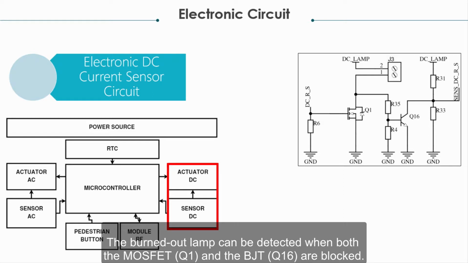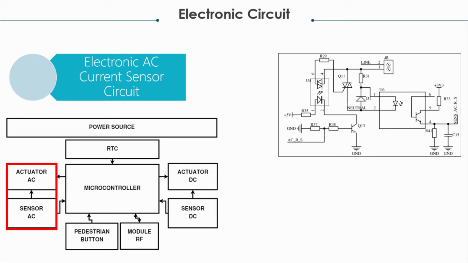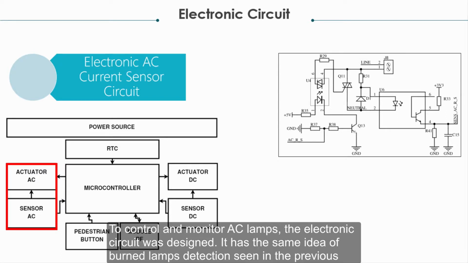The burnout lamp can be detected when both the MOSFET key 1 and the BJT key 16 are blocked. Electronic AC current sensor circuit. To control and monitor AC lamps, the electronic circuit was designed.